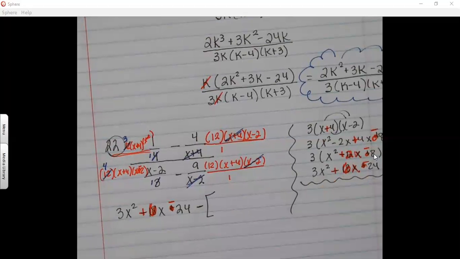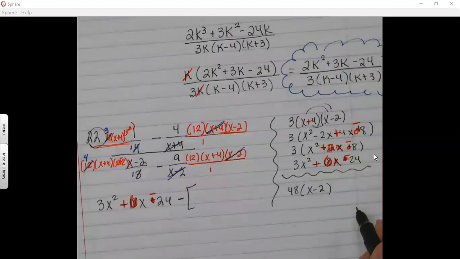So we have on the top right 4 times 12 times x minus 2. Well, 4 times 12 is 48. And then I'll need to distribute that to the x minus 2. So I'm going to do that over on the side. So 48 times x is 48x. And what's 48 times negative 2? 96.